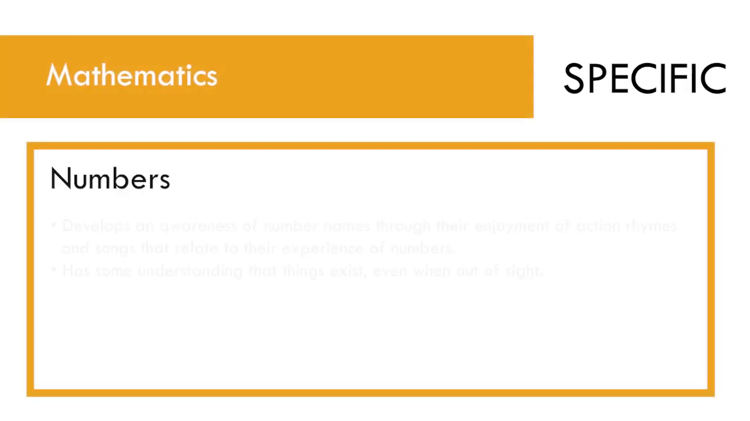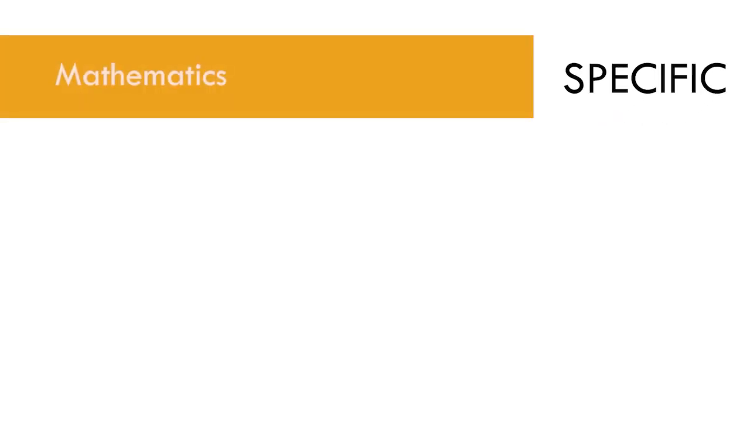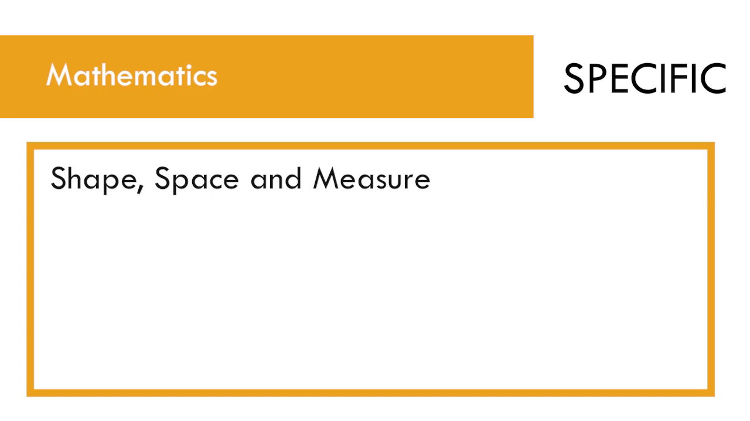Mathematics, numbers. Develops an awareness of number names through their enjoyment of action rhymes and songs that relate to their experience of numbers. Has some understanding that things exist even when out of sight. So for this we want to be looking at number rhymes like 1, 2, buckle my shoe for example, and also focus on rhythm, so moving with babies to familiar rhythms that they know and encouraging babies to clap or tap out different rhythms.